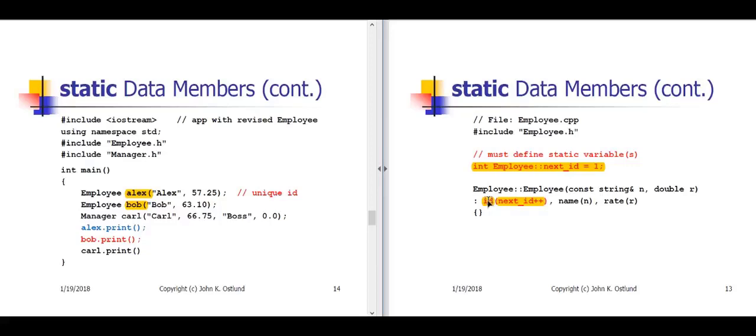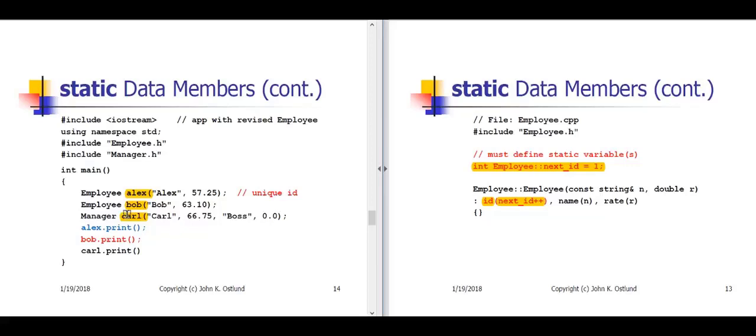So we now have 2 employee objects, Alex with an ID of 1 and Bob with an ID of 2. And the next available ID is going to be 3. Carl is a manager. A manager is a kind of employee. For the manager constructor, we have made a revision so that we do not specify an initial ID number. All we specify is the name, rate, job title, and budget.